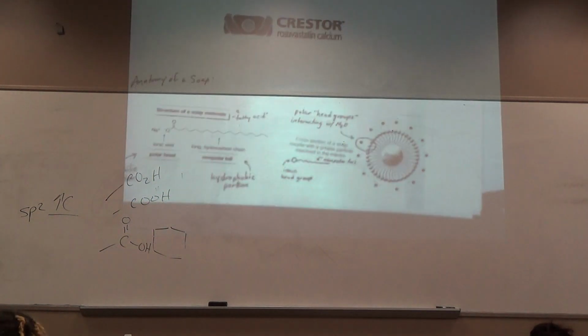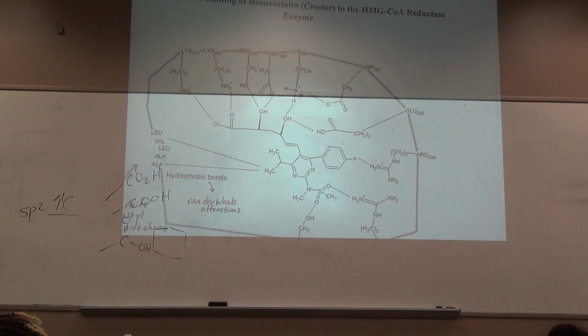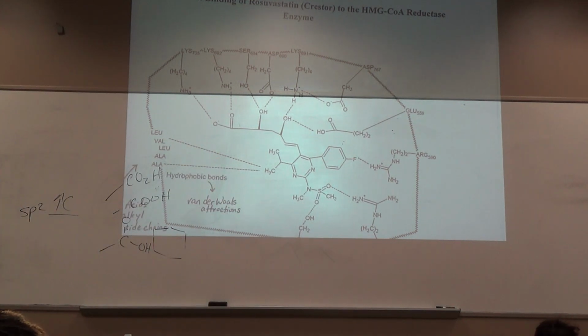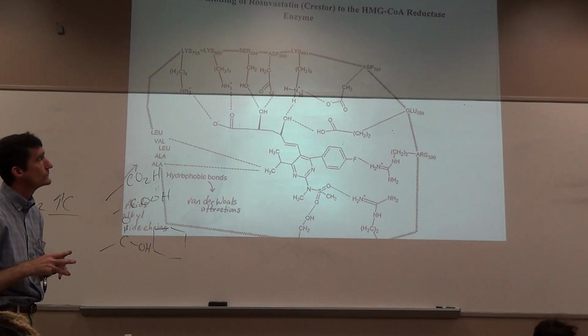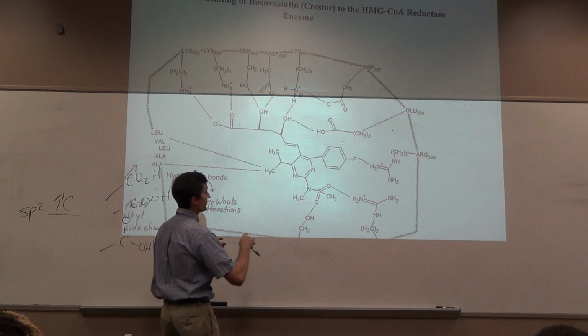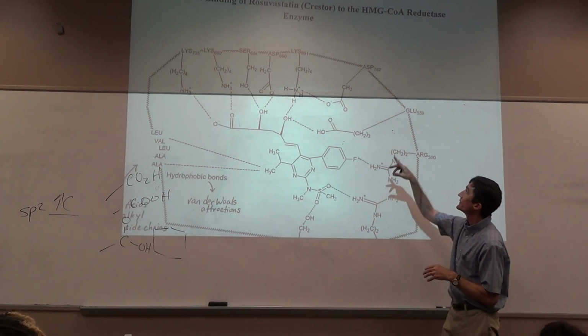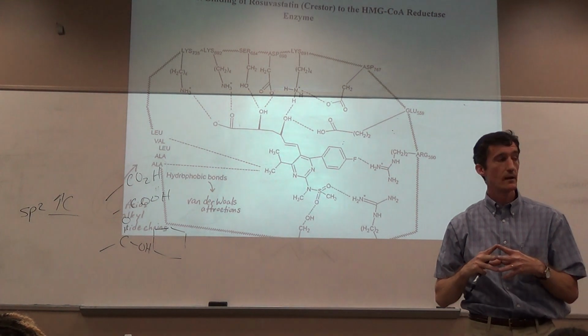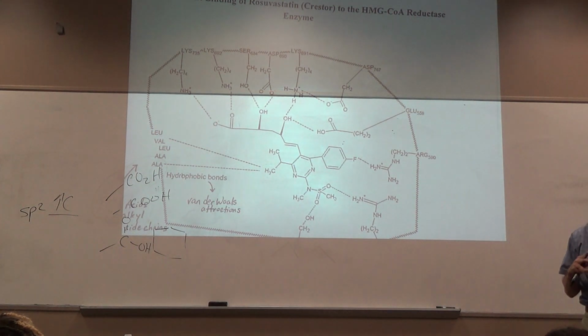A couple miscellaneous things here. Why are IMFs, what are they good for? Here's an example of Crestor. What is Crestor? HMG-CoA reductase inhibitor. Biosynthesis of cholesterol, inhibiting that process. This is a schematic of Crestor bound to the enzyme, the HMG-CoA reductase enzyme. How does it bind to that enzyme? That's one way. Various IMFs.